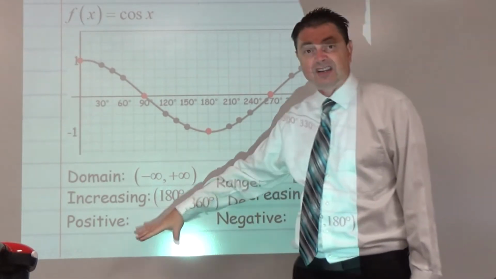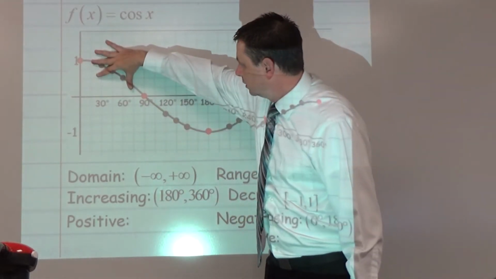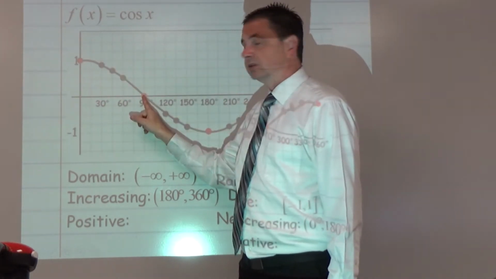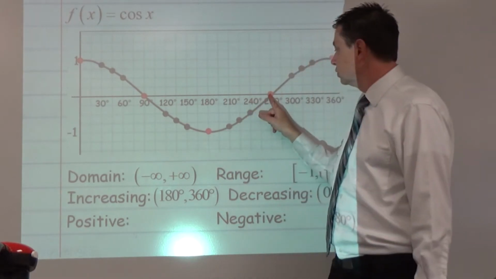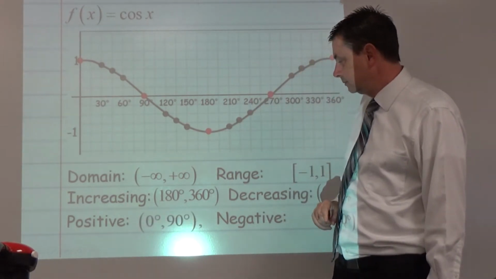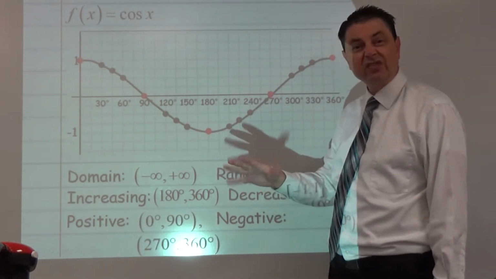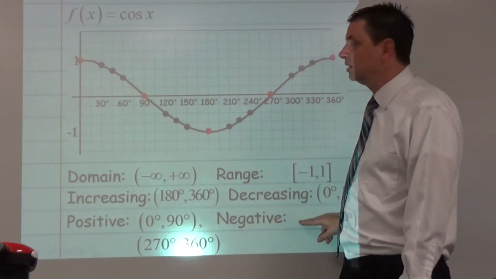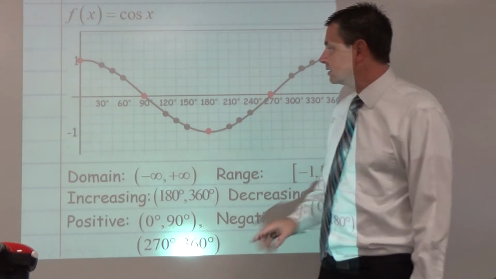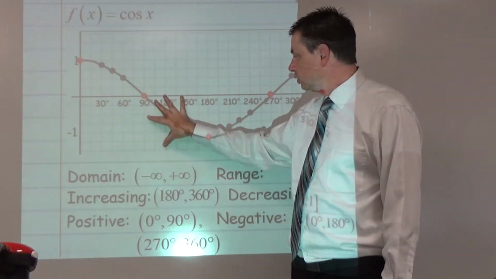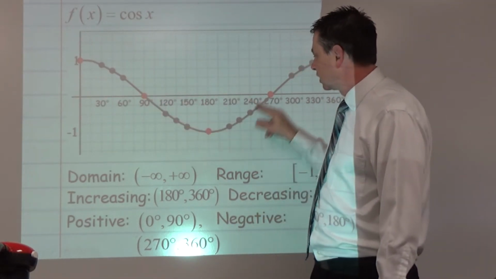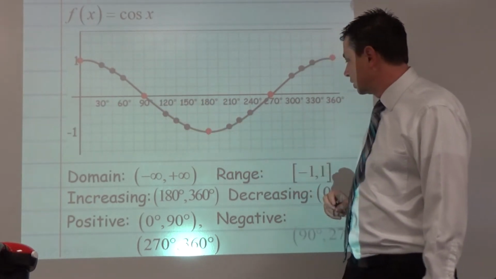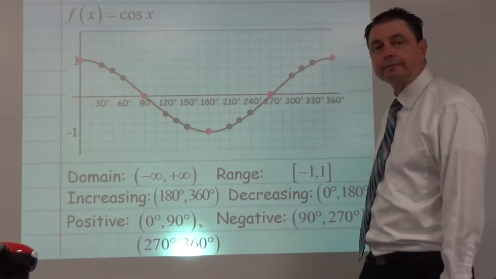Where is it positive? Where are we above? We're above here, and we're above over here. From 0 to 90, and from 270 to 360. Two different intervals on that one. Where are we negative? Where are we below the x-axis? In quadrants 2 and 3, that's where cosine was negative. So from 90 degrees to 270 degrees.